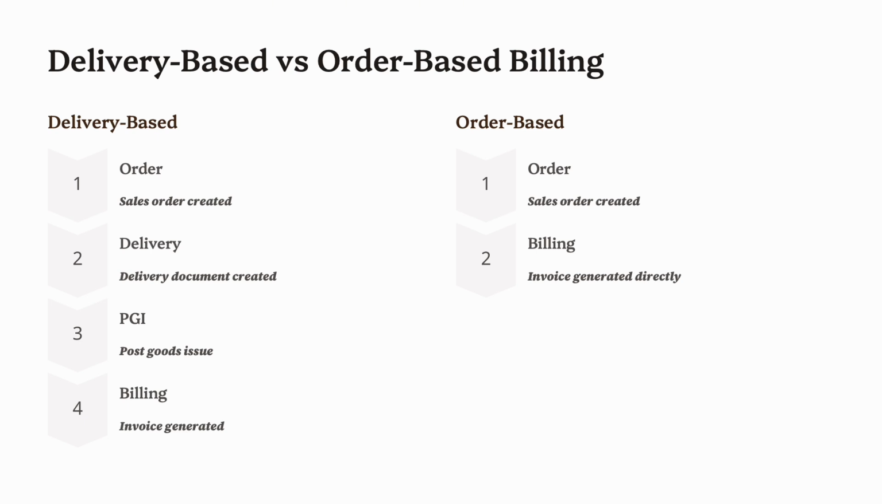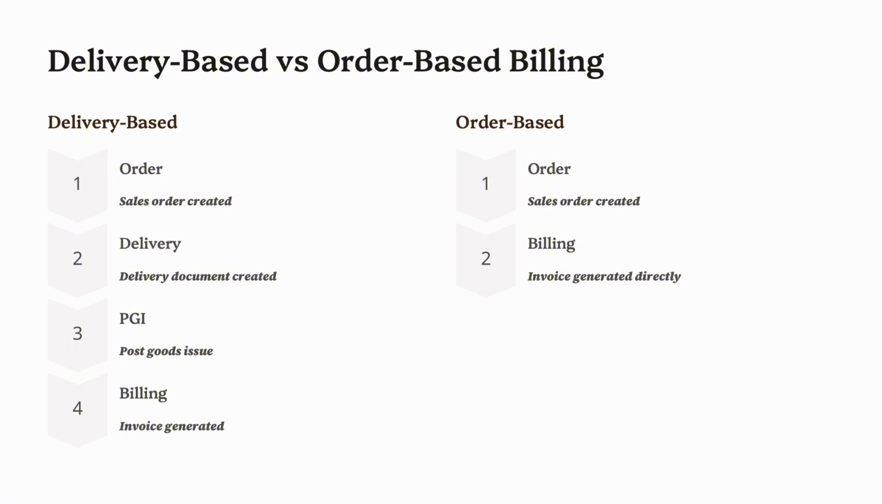5. Milestone billing, project-based. This is used in long-term service or engineering projects. Example: 20% on project start, 50% on delivery, 30% on final acceptance. Each milestone creates a billing document. No deliveries are required. Used in construction, engineering, heavy machinery, consulting projects, project system scenarios.